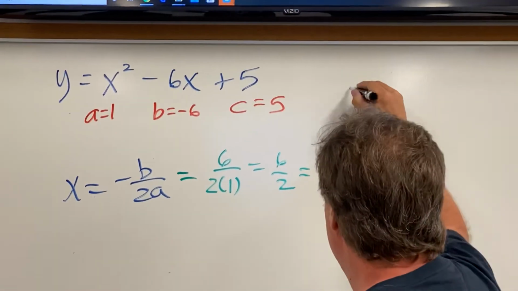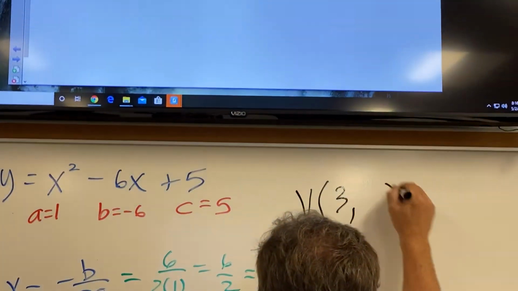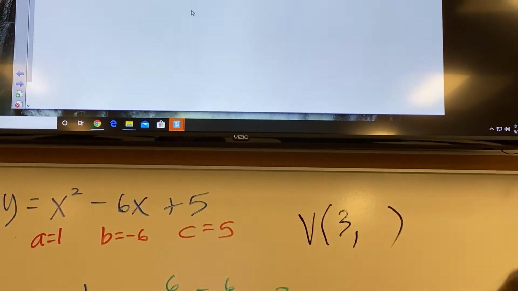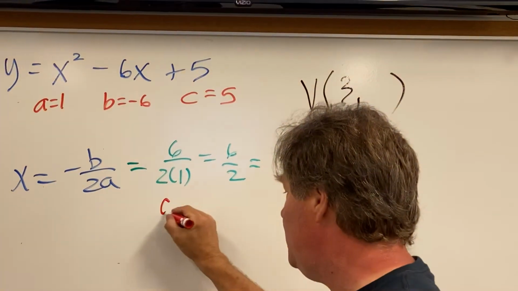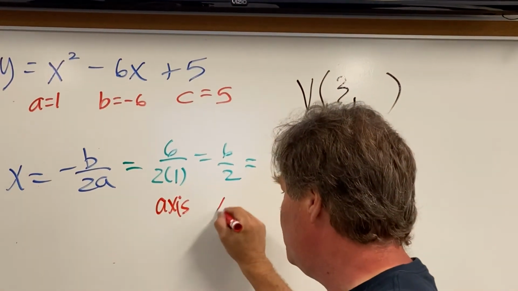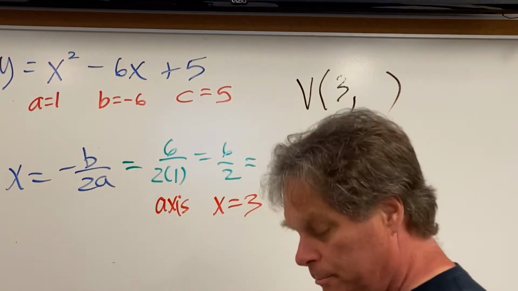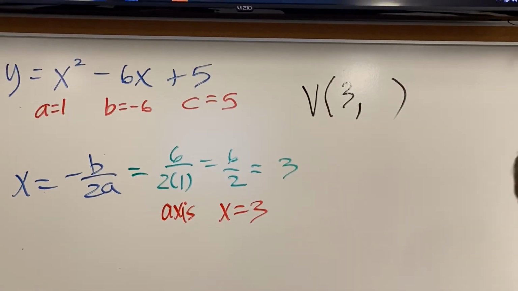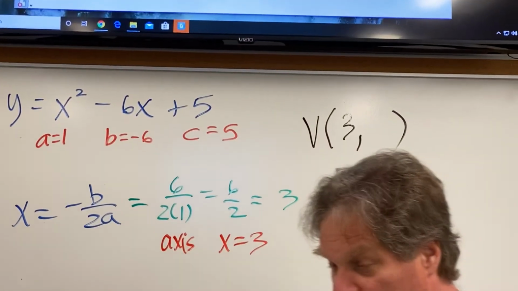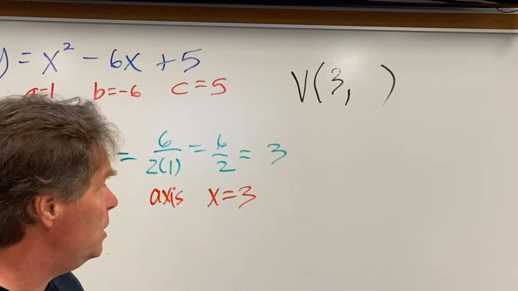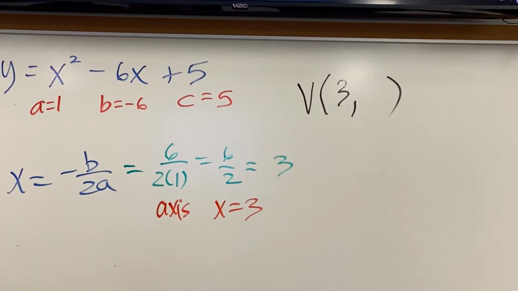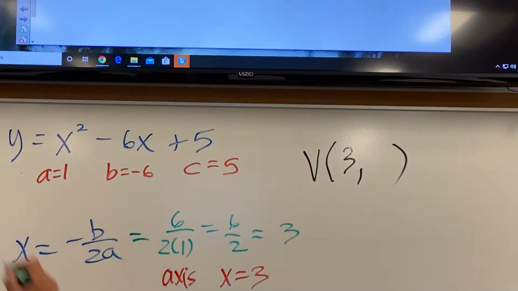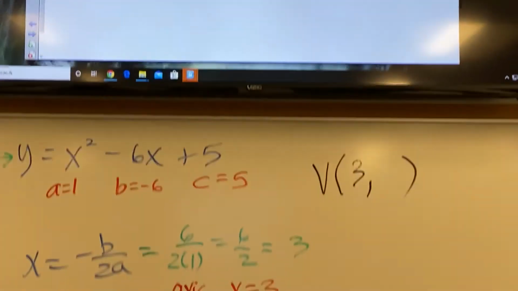That means the vertex is going to be 3 something. It also means the axis of symmetry would be x equals 3. Axis is going to be x equals 3 also. Okay. What is the y-coordinate of the vertex? Well, that's where I was telling you. We have a built-in formula right here. Look, this is our built-in formula.